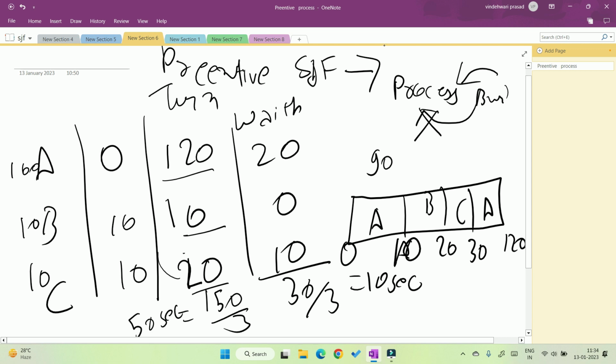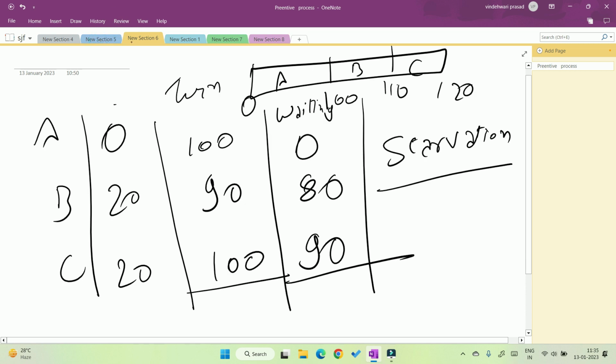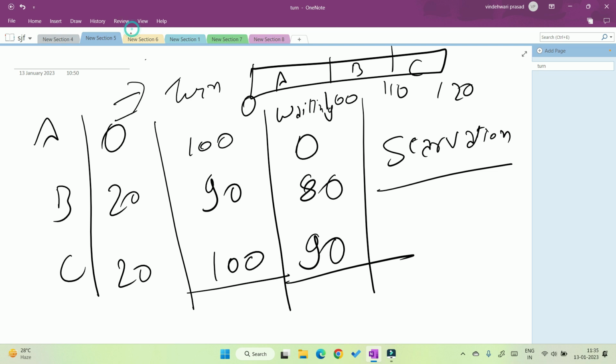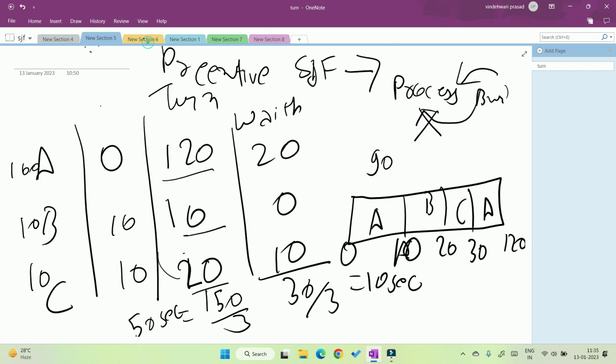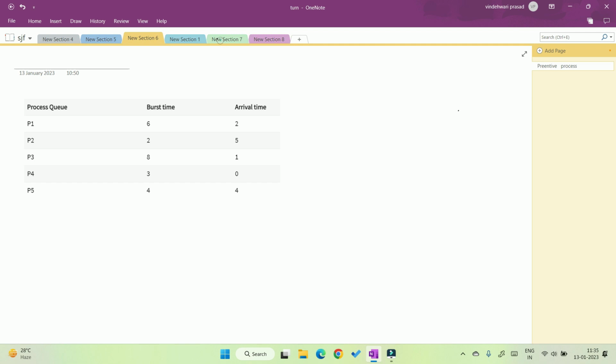So by this example you see what is preemptive shortest job first, and what is non-preemptive. This is called non-preemptive, where once a process goes inside, it will not come back out of the ready queue. But in preemptive, if one process goes, then it can come back. So let's take an example. We first solve the same question in the non-preemptive way, and then again we will solve this question in the preemptive way.